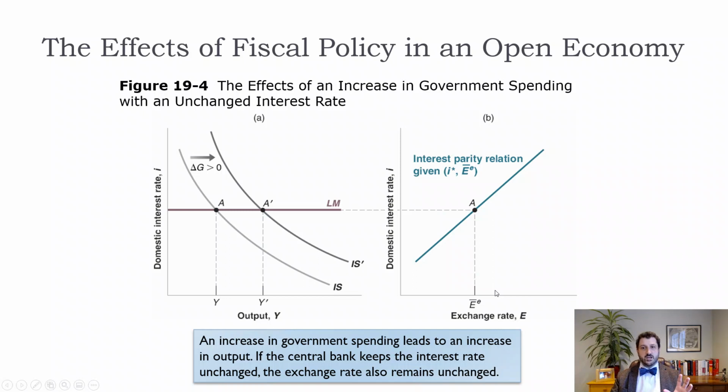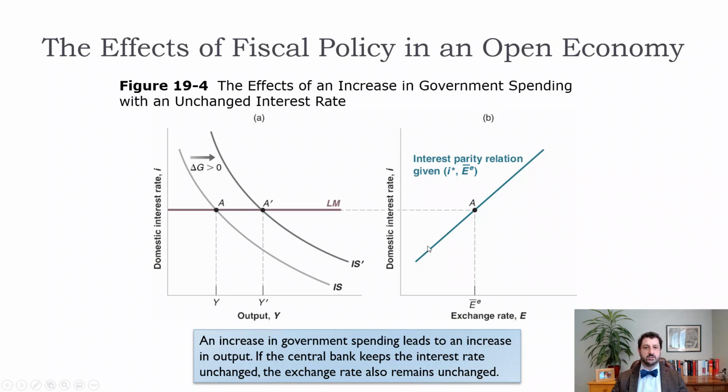On the fiscal side, we're going to look at a fiscal expansion, right? So this is an increase in government spending and/or a decrease in taxes. And we're going to assume, at least in this case, that the Federal Reserve keeps the interest rate constant. So if we increase government spending, then output increases, right? So we go from our equilibrium of A to A prime with a shift in the IS curve to the right. Output increases from Y to Y prime.